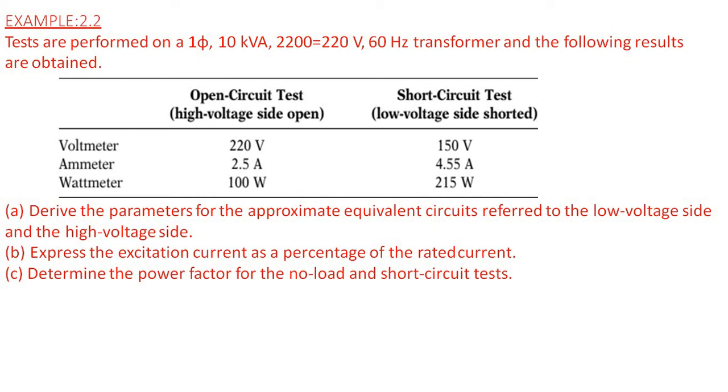The voltmeter reads 220 volts and 150 volts. Ammeter 2.5 amps and 4.55 amps. Wattmeter 100 watts and 250 watts. First, derive the parameters for the approximate equivalent circuits referred to the low voltage side and the high voltage side. Second, express the excitation current as a percentage of the rated current. Third, determine the power factor for the no load and short circuit tests.